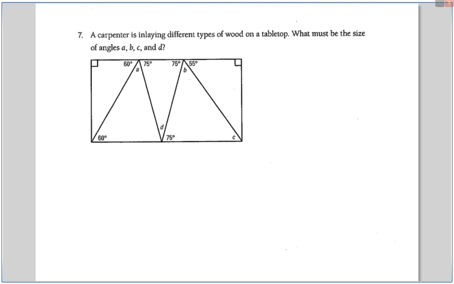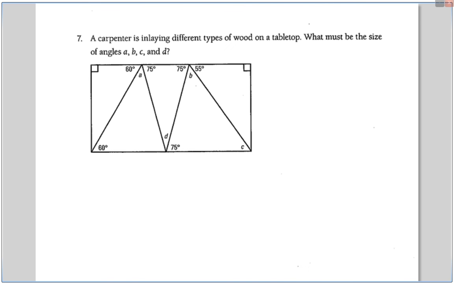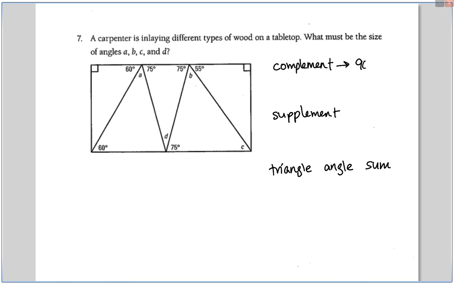Now we can get into the last question, number 7, about a carpenter and laying different types of wood on a tabletop. And it says, what must be the size of angles A, B, C, and D? Okay, so we need to remember about complement, supplement, and triangle angle sum. So for complement, 2 angles add to 90. For supplement, 2 angles, or all the angles would add up to 180. And triangle, again, all the angles have to add up to 180.